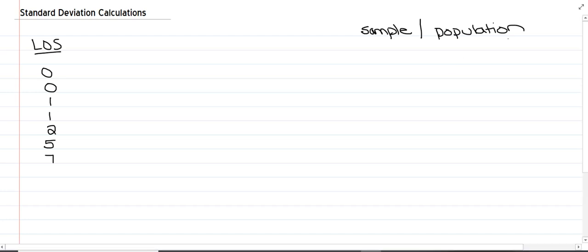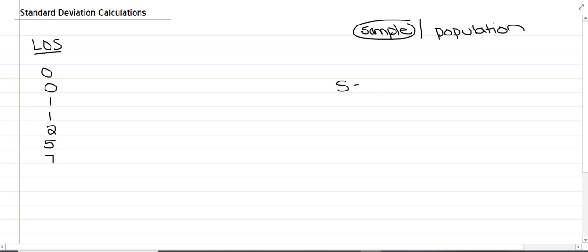So in a sample, this is given to us as a sample. Our denominator is going to be different, and we're going to do a video for both of these, so make sure you watch both. So this is actually a sample because it's only 7 data values. Okay, this is not the entire population of the hospital. So we're going to use the sample formula, which is going to be given to us like so.